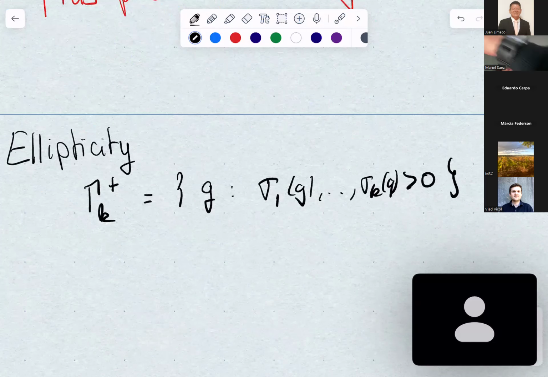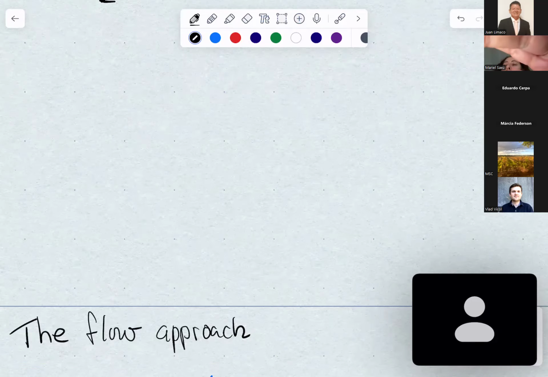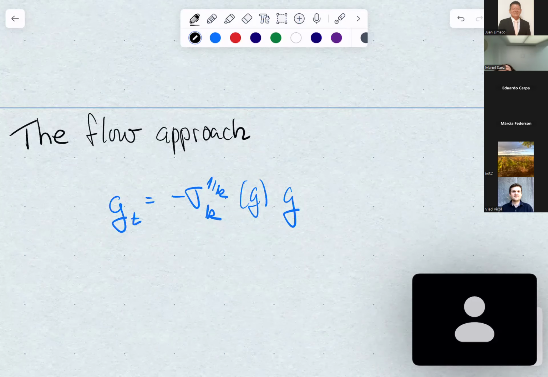This is not the only condition that you can pose for ellipticity. There are a few other cases that have been studied, but there are always some sort of restriction. And as I said, I'm interested in the flow approach.